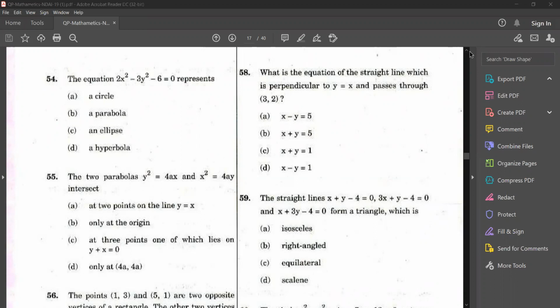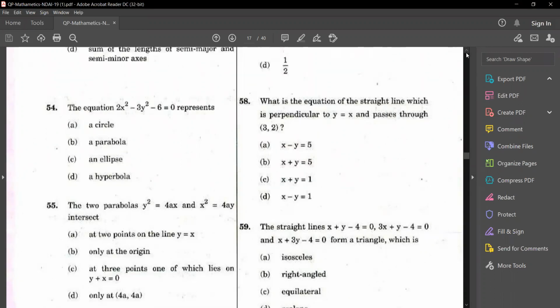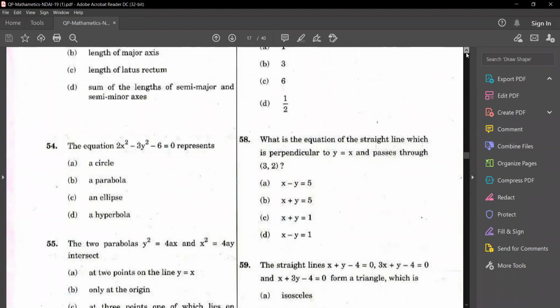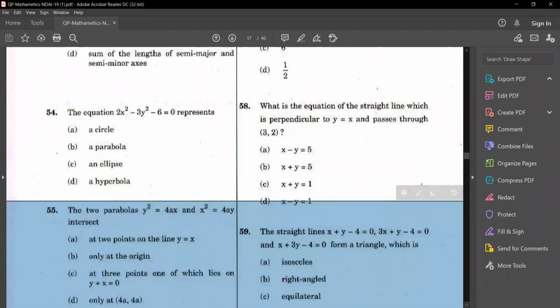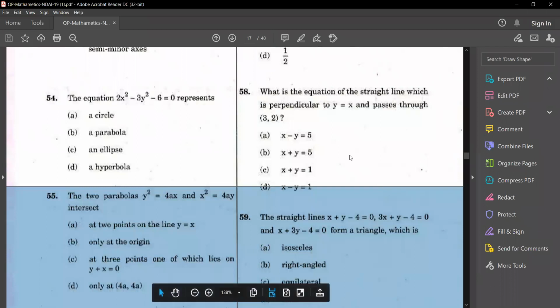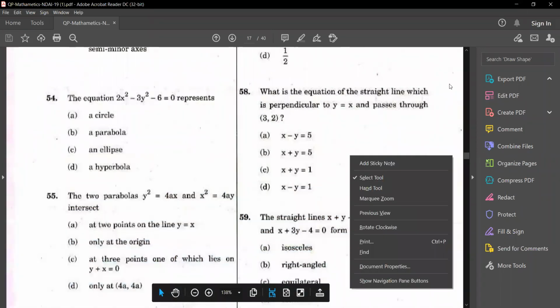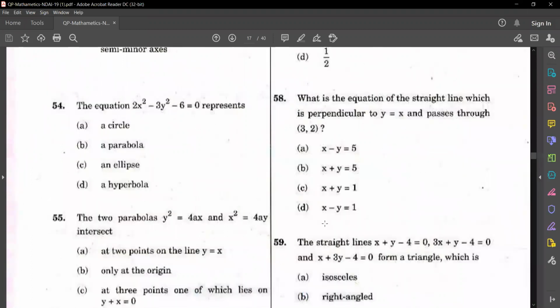Hope you all are studying well for the coming exam. It is very important that you practice previous year questions before you go for the exam. That will make you more familiar with the question paper, and when you see the question paper, you'll be more confident.